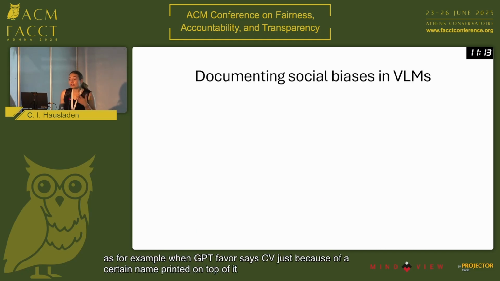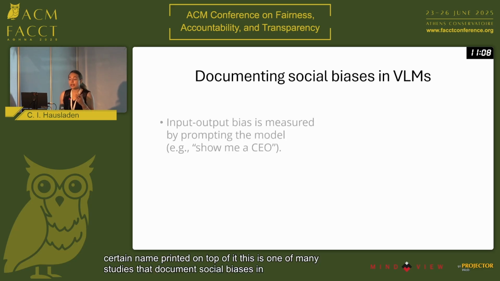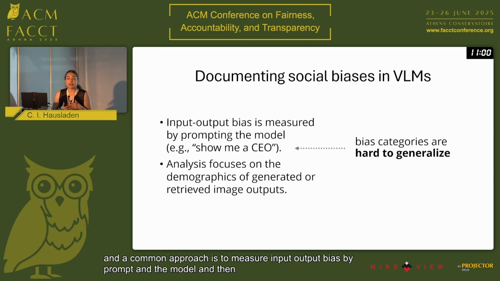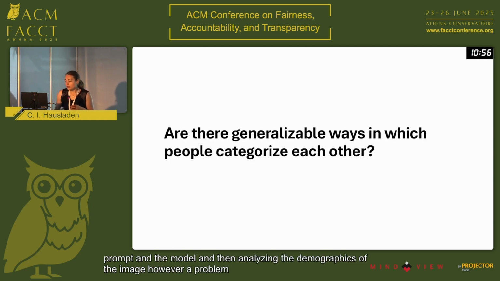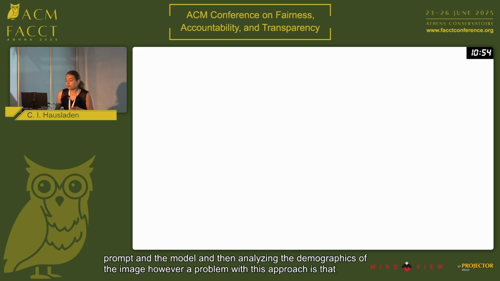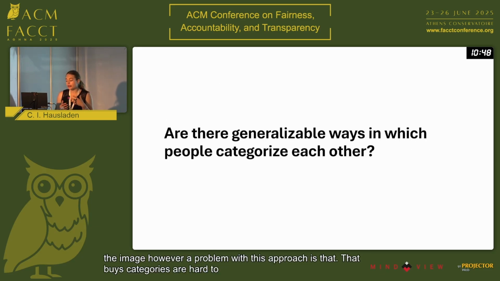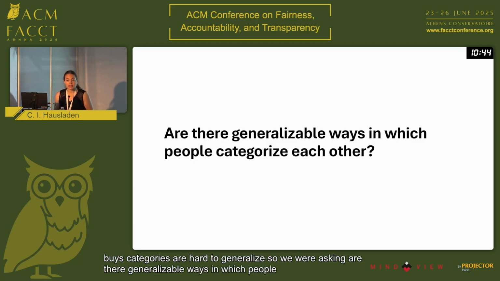This is one of many studies that document social biases in vision language models, and a common approach is to measure input-output bias by prompting the model, such as "show me a CEO," and then analyzing the demographics of the image outputs. However, a problem with this approach is that bias categories are hard to generalize. So we were asking, are there generalizable ways in which people categorize each other?